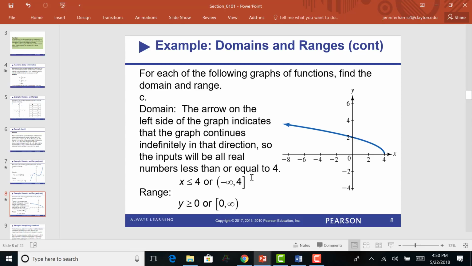Well, how do I write that? This is domain again, guys. We're talking domain. I'm just looking at the x values. So what are all the x values that I want? If I want to write inequalities, that means I need less than or greater than symbols. I want all the numbers what?